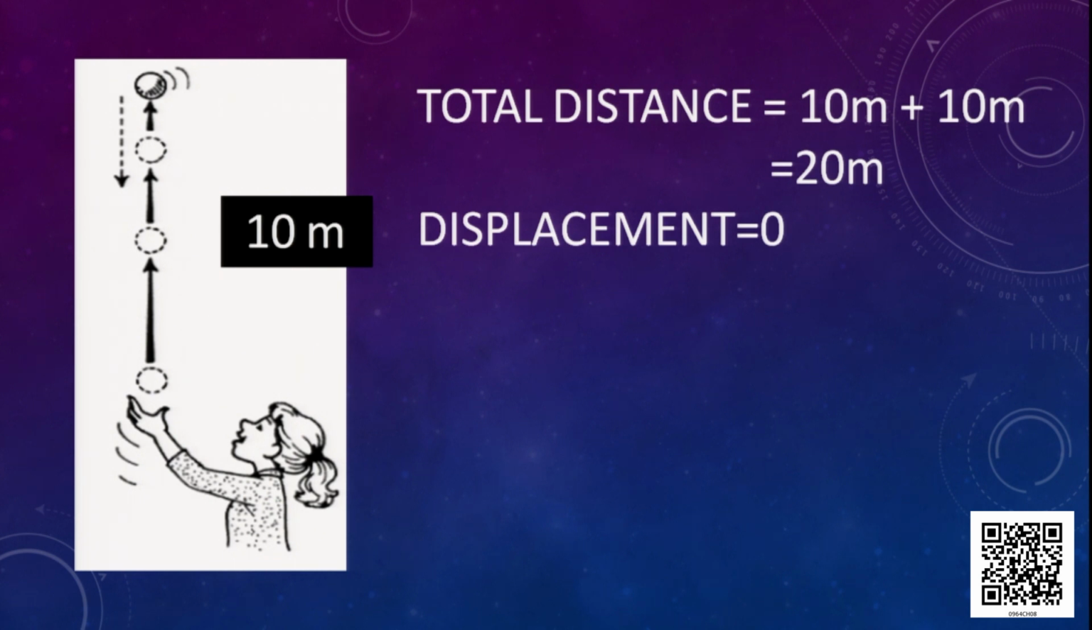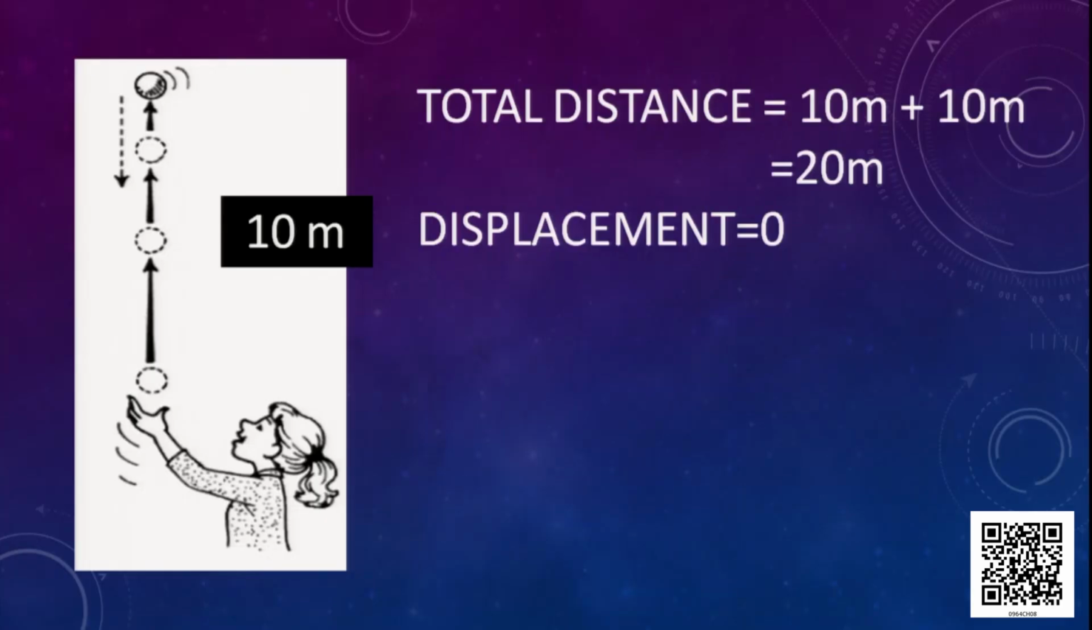The force of gravity there is pulling the ball in a vertically downward direction, and it comes back to the hand of Nikki. So the total distance in the upward direction is 10 meter, and in the downward direction 10 meter. The total distance must be 10 meter plus 10 meter, equal to 20 meter. What is the displacement? Same concept.